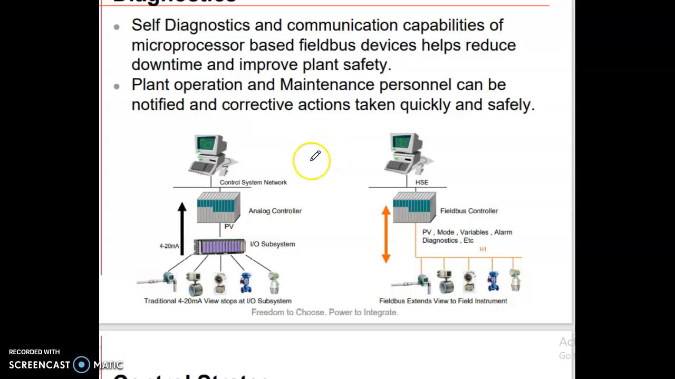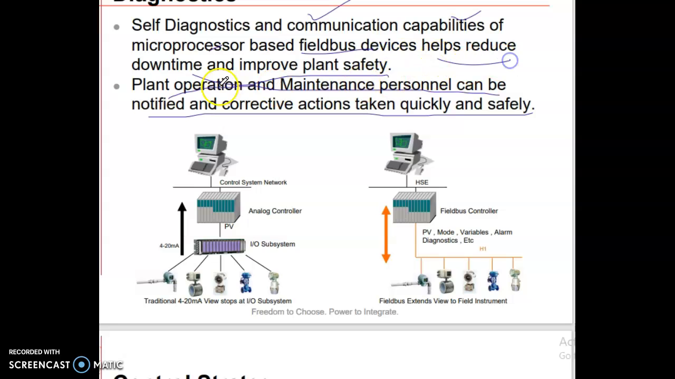Self-diagnostics and the communication capabilities of microprocessor-based Fieldbus devices help reduce downtime and improve plant safety. Plant operation and maintenance personnel can be notified and corrective actions taken quickly and safely. This is a very important point here: the microprocessor has self-diagnosis and communication capabilities, so Fieldbus H1 devices help reduce the downtime and improve plant safety. So time is very important, very quickly.